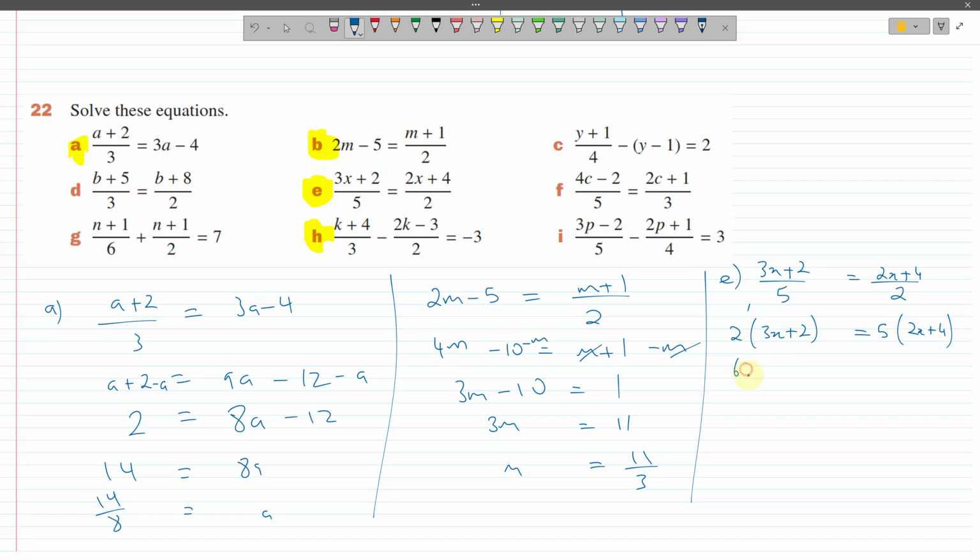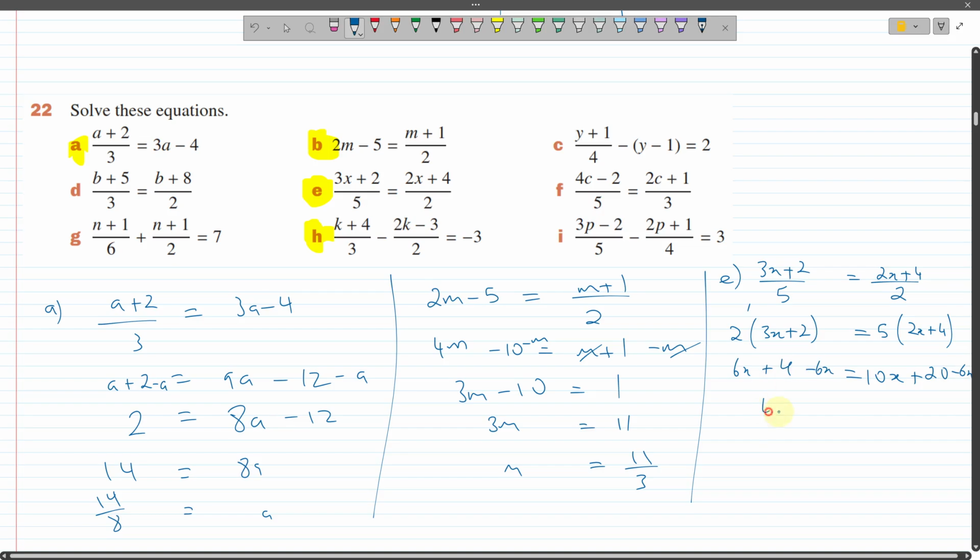Now we expand. 6x plus 4 is equal to 10x plus 20. 5 times 2x, 10x. 5 times 4 is 20. Variables on both sides. Let's do a negative 6x here, negative 6x there, leaving you with 4 on this side. On the right hand side, 10x minus 6x is 4x plus 20. Remember, we want the x by itself. So let's do minus 20 on both sides. 4 minus 20 is negative 16. We want the x by itself. Divide both sides by 4. X equals negative 4.